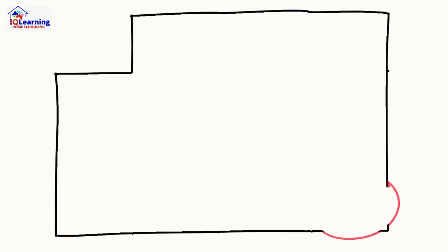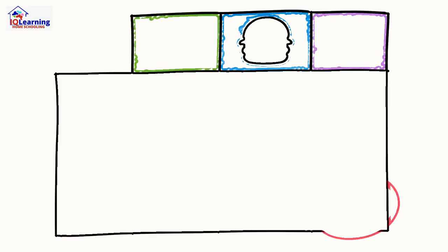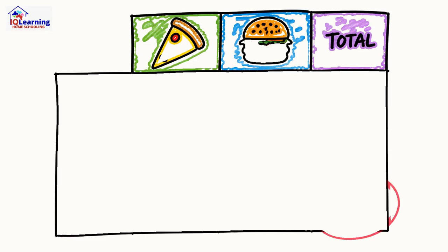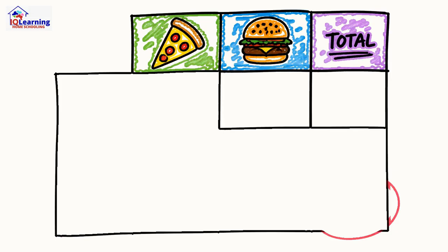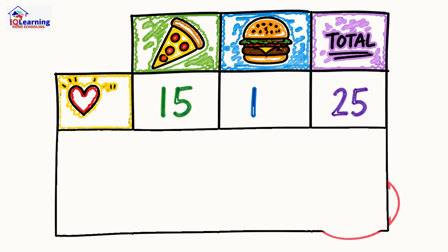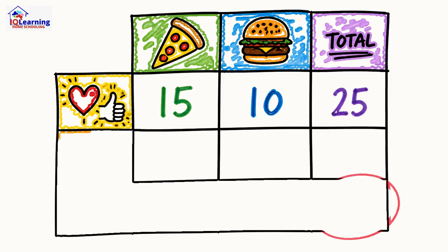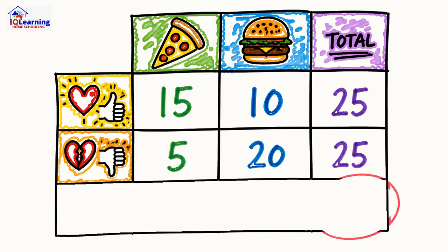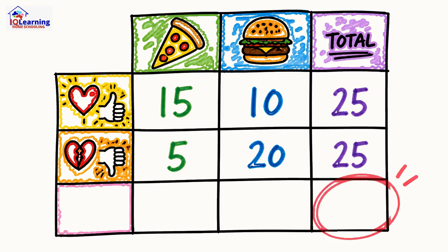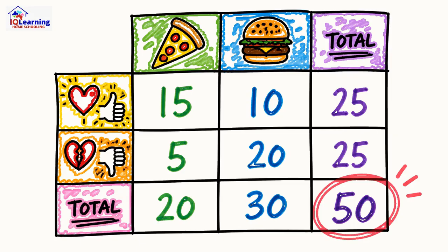To handle this, we use two-way tables. Think of a simple grid comparing two things, like who likes pizza versus who likes burgers. The table shows us the counts for every combination. 15 people like both, 10 like pizza but not burgers, and so on. In the bottom right corner, you have the grand total, everyone surveyed.